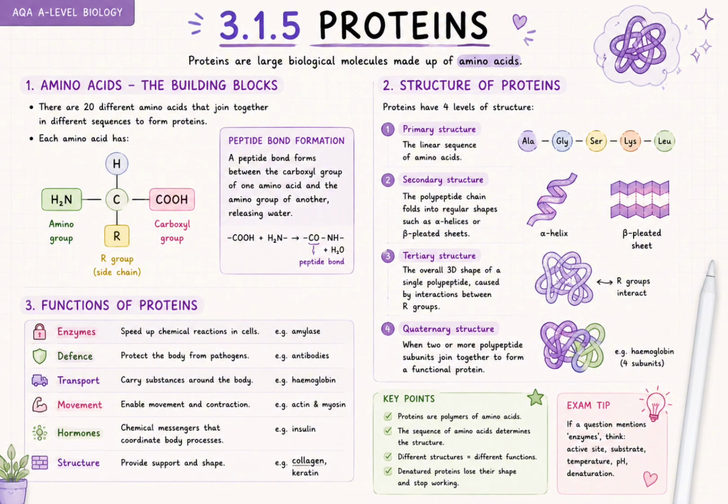Because protein function depends heavily on structure, proteins can become denatured when exposed to high temperatures, extreme pH, alcohol, or heavy metals. Denaturation alters the protein's 3-dimensional shape, causing it to lose its biological function. Importantly, the peptide bonds themselves are not broken during denaturation. It is the interactions responsible for maintaining the higher levels of structure that are disrupted. Overall, proteins demonstrate how incredibly precise molecular organization allows living organisms to perform complex and highly specialized biological functions.